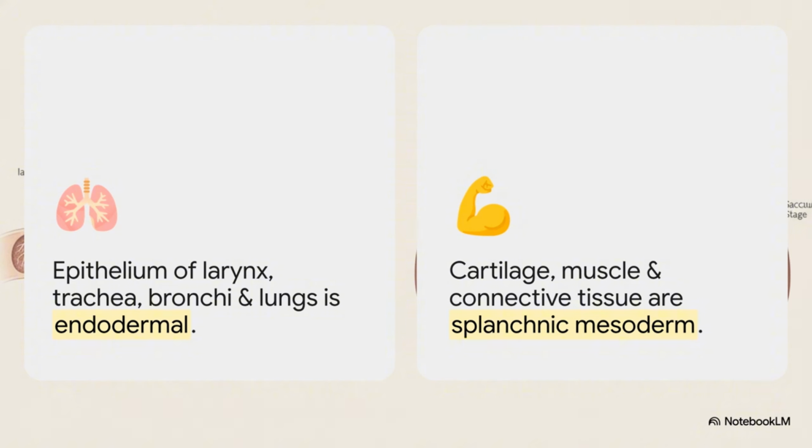But as you know, a hollow tube isn't going to hold up on its own, right? An airway needs serious structure, it needs support, and it needs muscle. That is exactly where the splanchnic mesoderm comes into play. It surrounds the endoderm and actually gives rise to the cartilaginous, muscular, and connective tissue components of the trachea and lungs. So it's really these two totally separate origins combining perfectly to build one functional system.